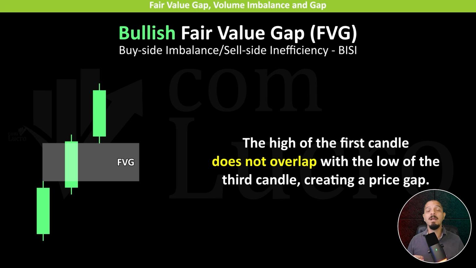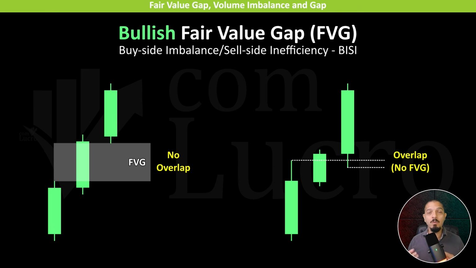A bullish fair value gap forms when the upper shadow of the first candle does not overlap with the lower shadow of the third candle, leaving a clear gap between the two. To make this clearer, let us compare 2 price movements, one where a fair value gap is present and one where it is not. On the left, there is no overlap between the upper shadow of the first candle and the lower shadow of the third candle.